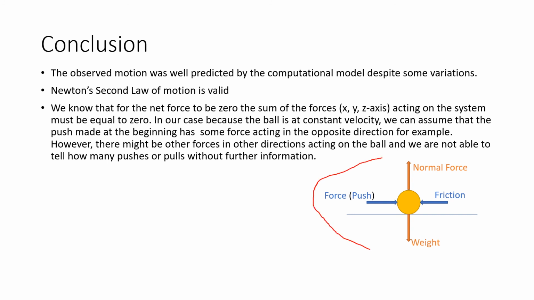I made this little illustration to show that for any x, y, or z axis, as long as the system is moving at a constant velocity, there should always be forces of the same magnitude but opposite direction along the axis to allow the sum to be 0.